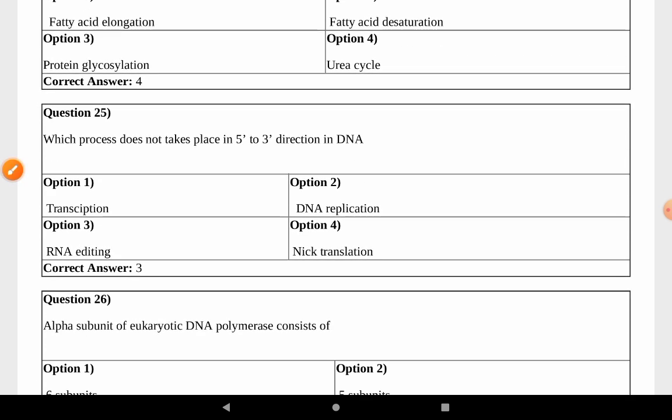Our next question is which process does not take place in 5' to 3' direction in DNA? Option 1 transcription, option 2 DNA replication, option 3 RNA editing, option 4 nick translation. So the correct answer is option 3, RNA editing does not take place in 5' to 3' direction, because it can take place in any direction.